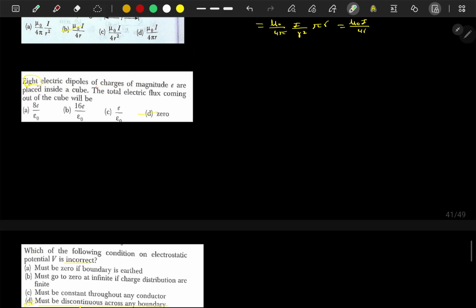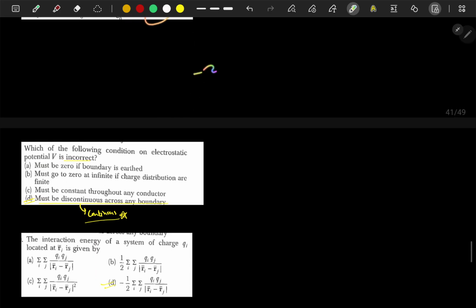Now 8 electric dipoles of charge magnitude E placed outside the cube, the total electric flux will be 0. Plus and minus will cancel out, so Q will be 0.